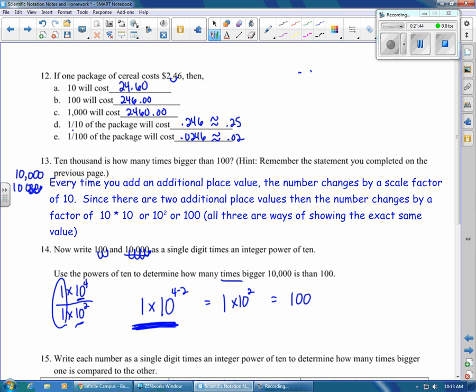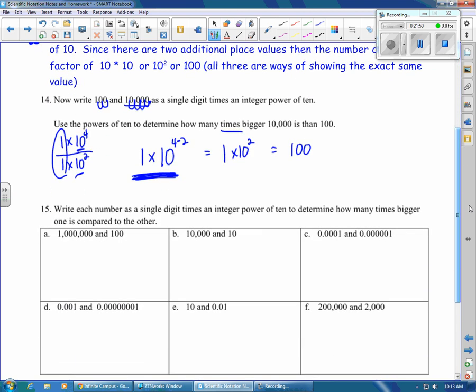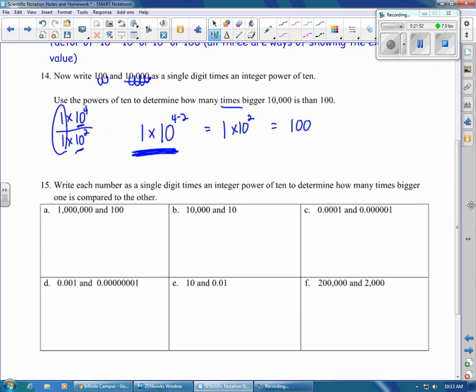If you know how to do it with easy numbers, numbers that you already know the answer to, it's going to be that much easier to do it with the more difficult numbers. Okay, so 15 says write each number as a single digit times an integer power of 10 to determine how many times bigger one is compared to the other. So they're going to all be 1 times 10 to some power. Okay, we just have to determine what the power is.